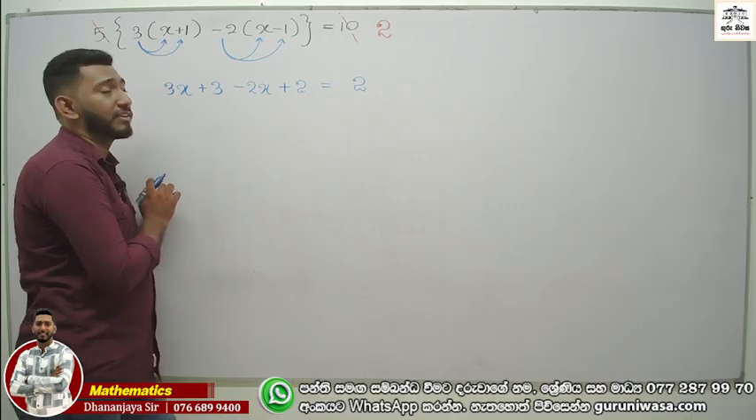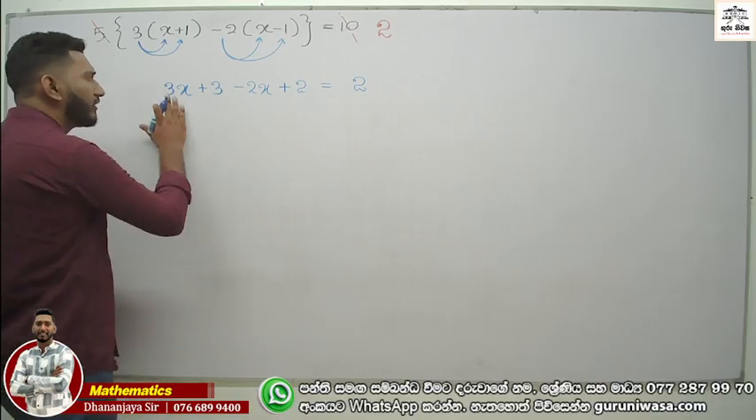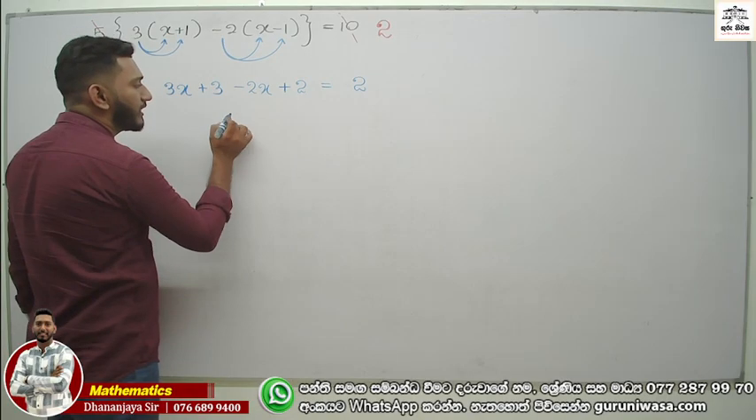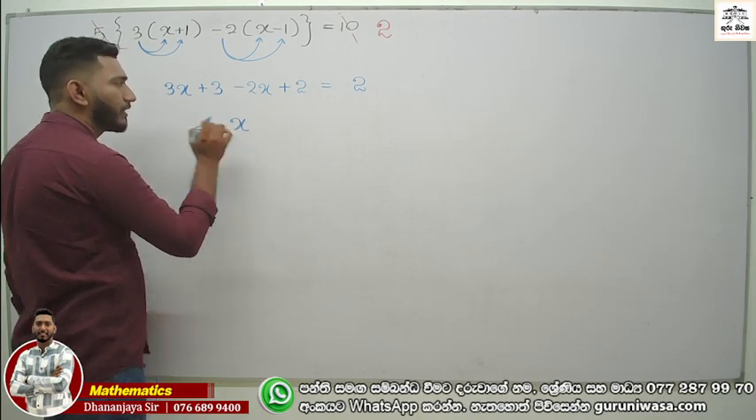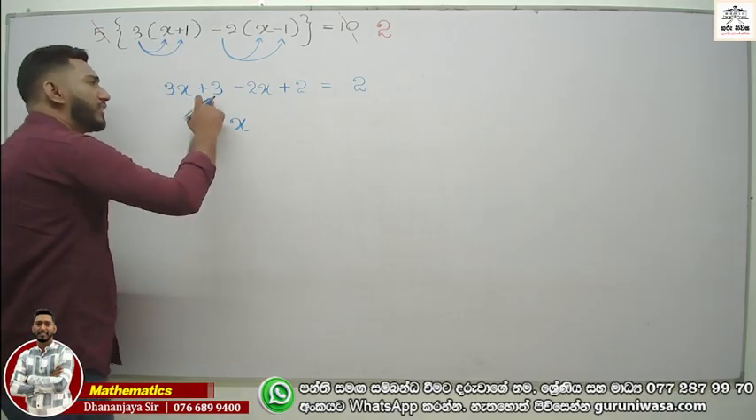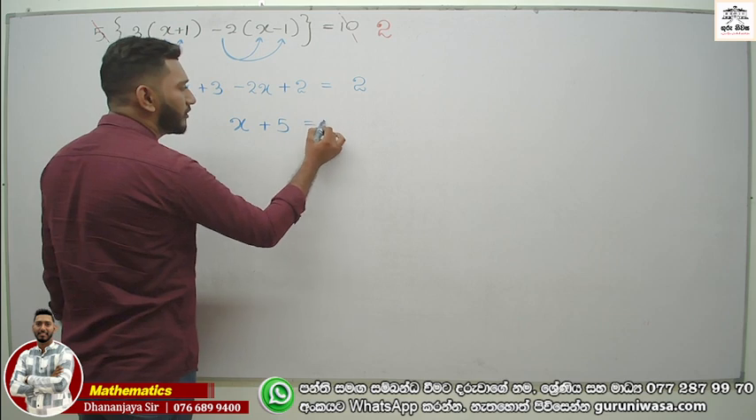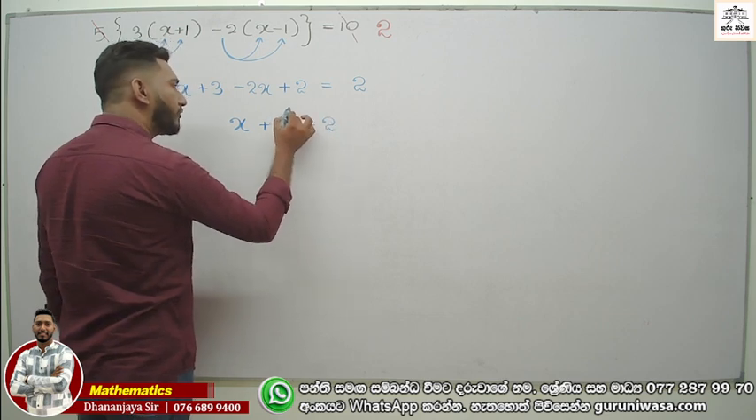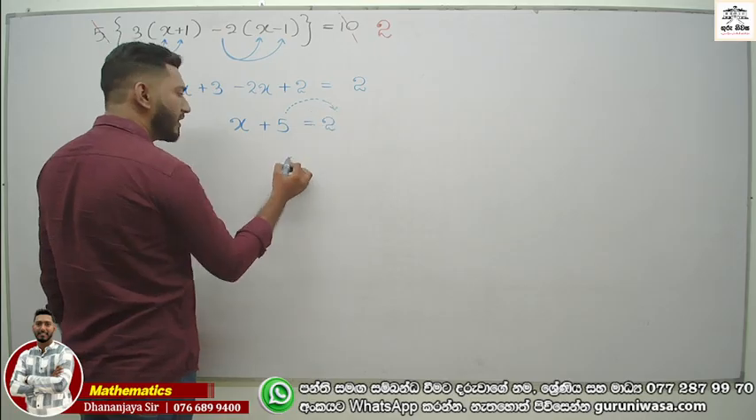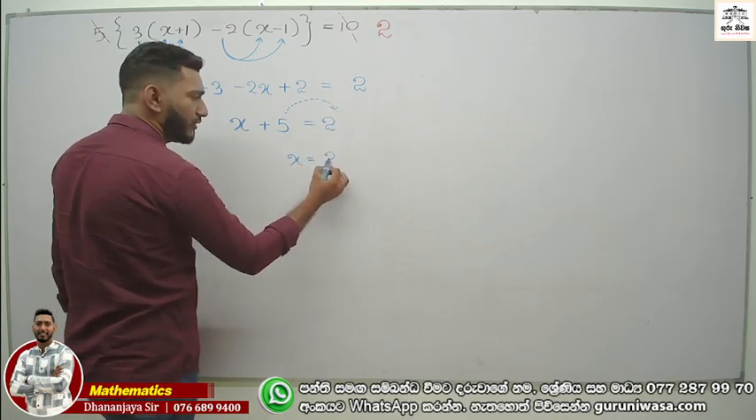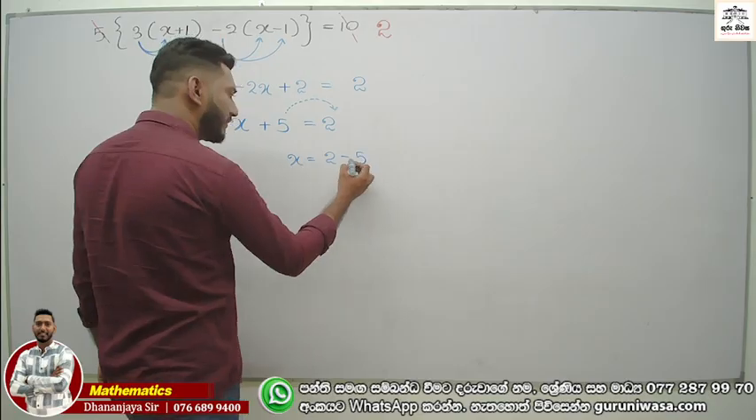We call as the like terms. 3x minus 2x becomes x, right? And plus 3 and plus 2 becomes x plus 5, equals 2. Now plus 5 goes to the other side. Now x becomes 2 minus 5.